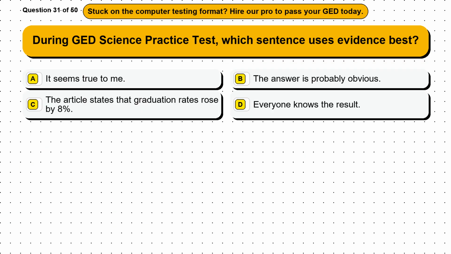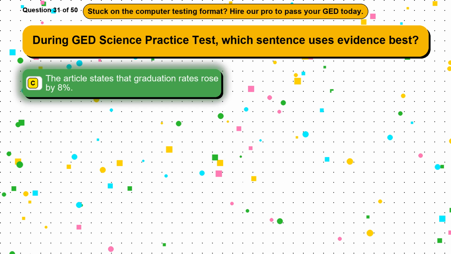Question 31. During GED Science Practice Test, which sentence uses evidence best? Option A. It seems true to me. Option B. The answer is probably obvious. Option C. The article states that graduation rates rose by 8%. Option D. Everyone knows the result.